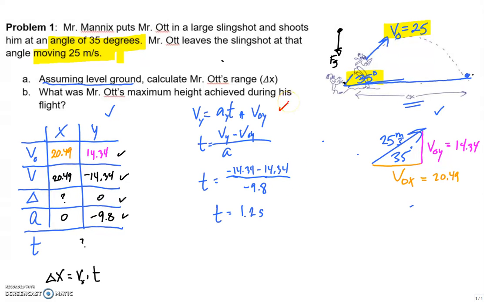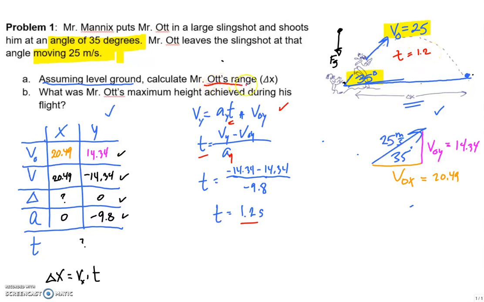This kinematic equation will allow us to calculate t, and we want to solve for t, so we rearrange it to solve for t, and it equals final velocity minus initial velocity in y divided by acceleration in y, and it turns out to be 1.2 seconds of time in the air for Mr. Ott.